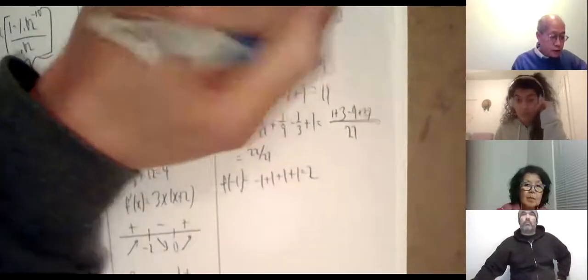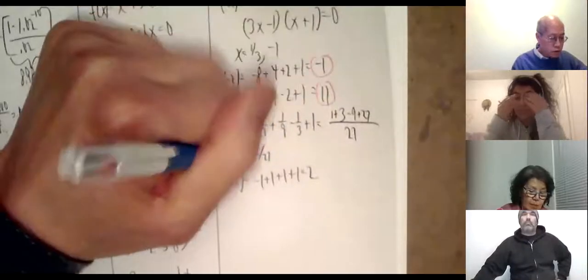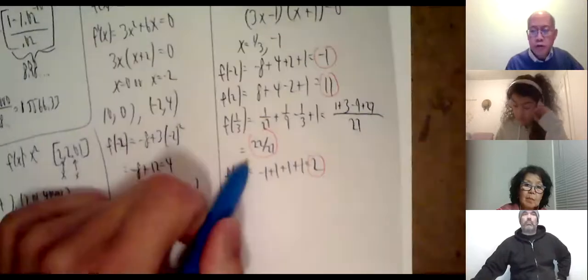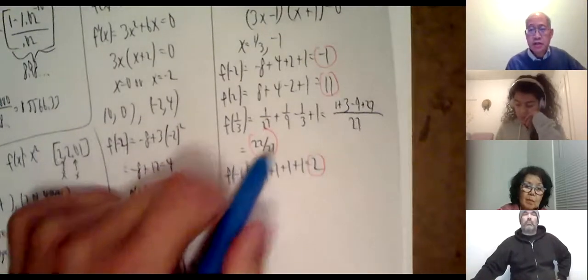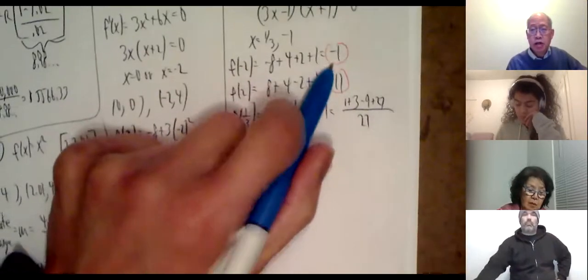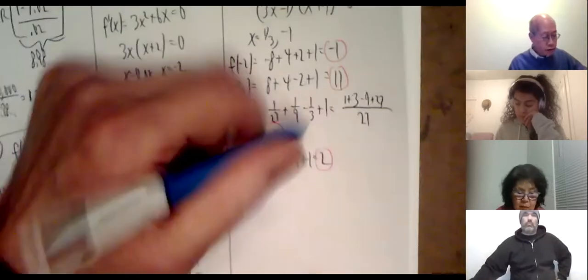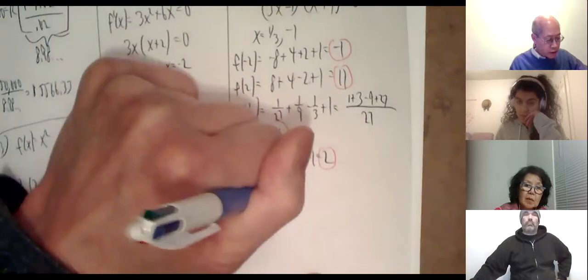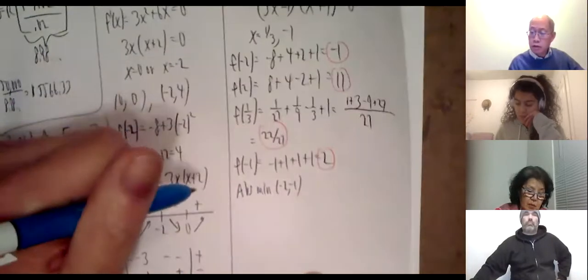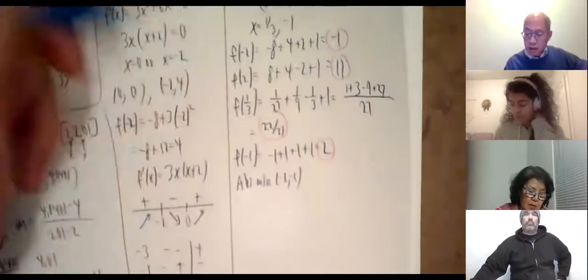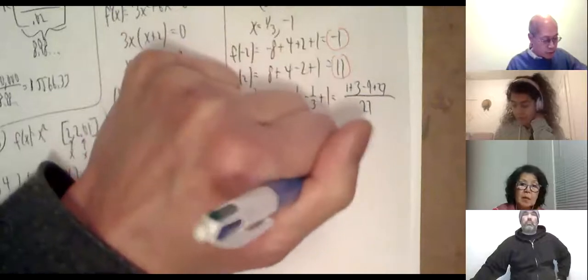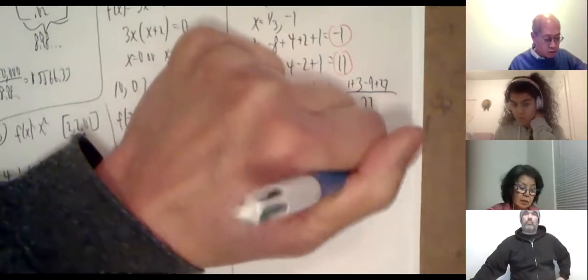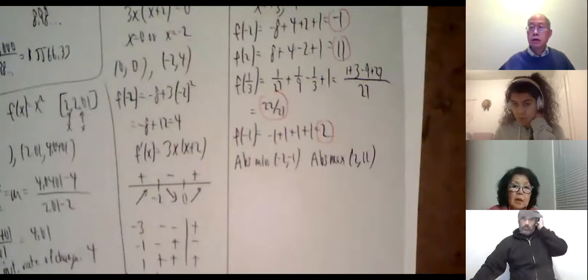So I look at these 4 numbers and pick the highest and the lowest. 22/27 is a fraction, so that looks like... the smallest is -1 and the biggest is 11. So the absolute minimum is at -2, -1, it looks like. And the absolute maximum looks like it's 2, 11.